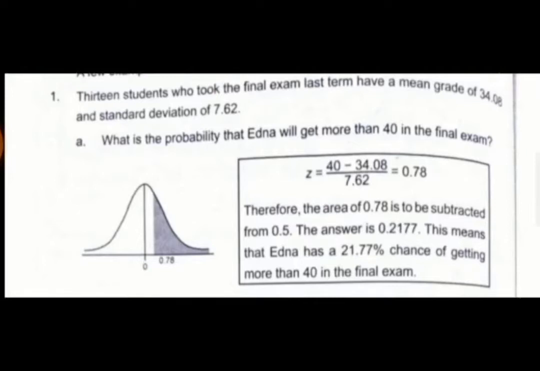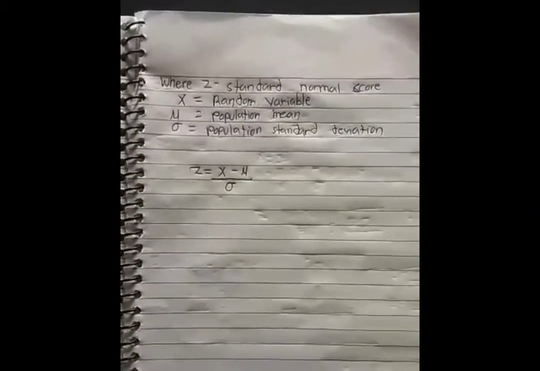So here, classmates, what is the question? Is it possible for Edna to get 40 or above in their exam? To solve that, we need to use the z-score formula. Let me show you. So this is the formula of the standard normal score, or z-score.